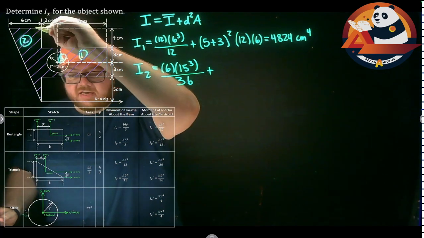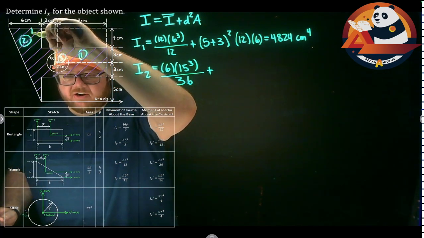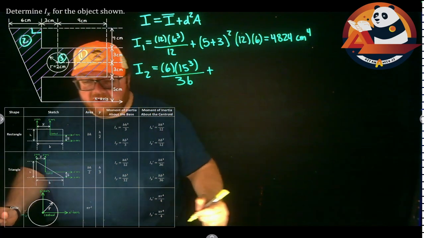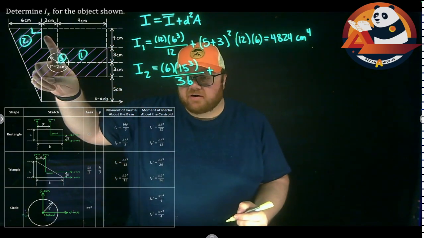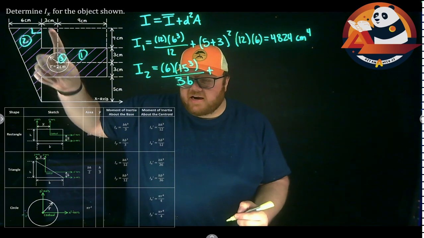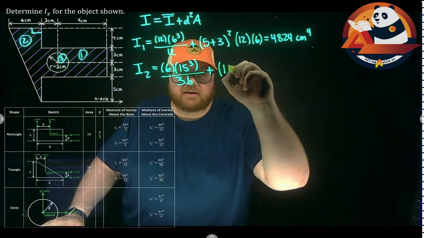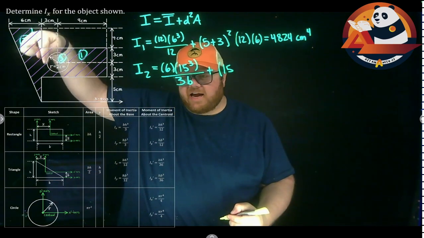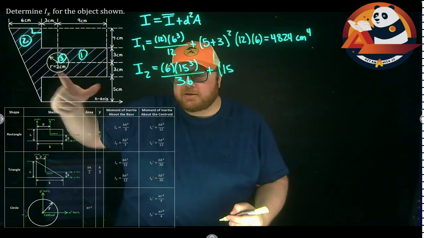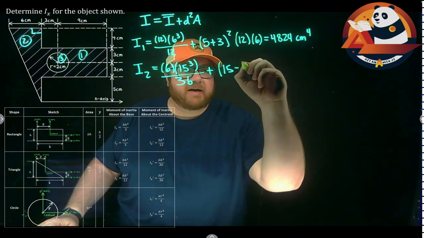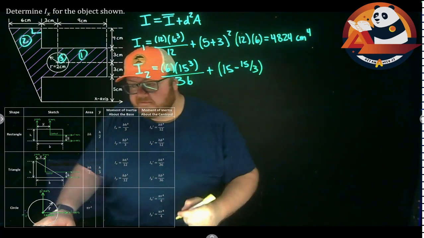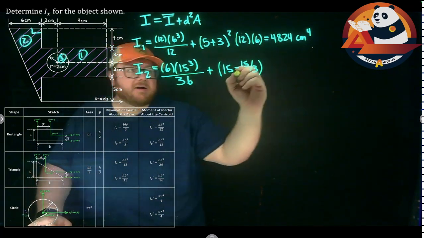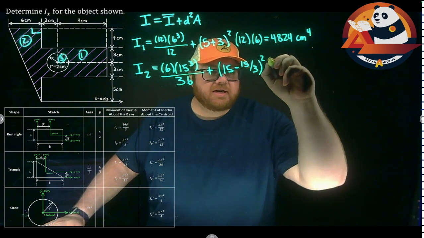Well, the centroid of a triangle measures 1/3 of the way in from our 90-degree corner. We're given that h over 3 in here, from the 90-degree corner. So I need to first go up to that 90-degree corner, that's 15, and then I come back down towards the x-axis. So I'm going to subtract out a third of the height, 15 minus 15 over 3, or this is just 10. But d squared, don't forget to square this, times the area.